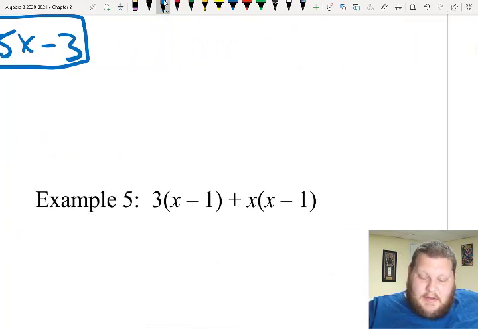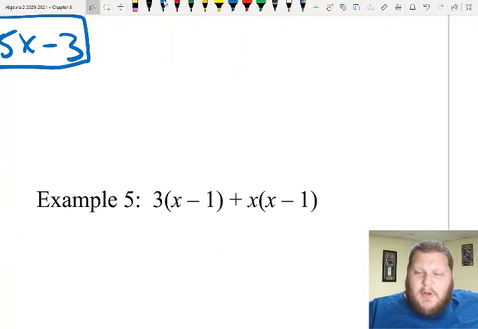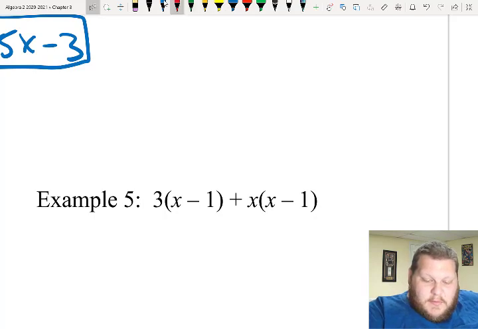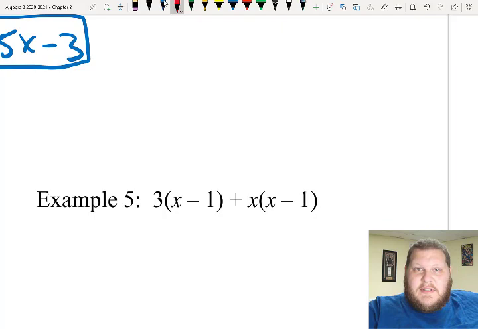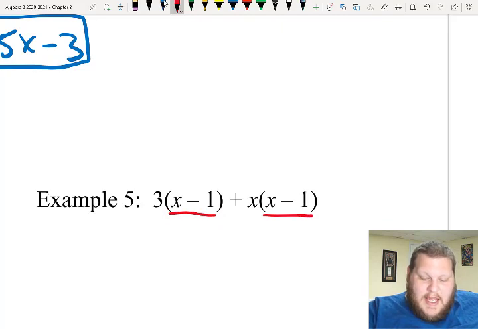Last and certainly not least, this one is a little bit funky, but it really helps set up something we're going to do on the next page, the back side. 3 parenthesis x minus 1 plus x parenthesis x minus 1. In this one, a little bit strange again, but I still have two terms, right? There's a single plus separating my two terms. And in both of these, they have an x minus 1 in common.